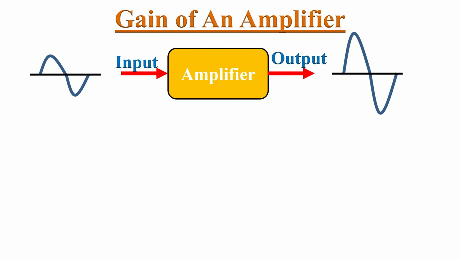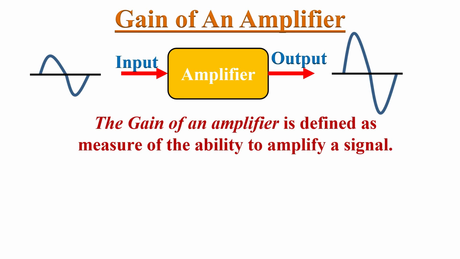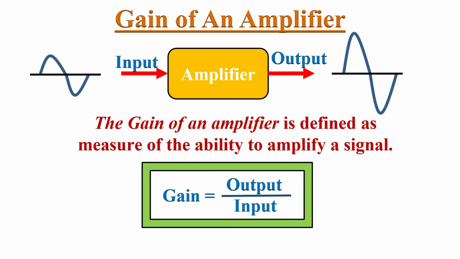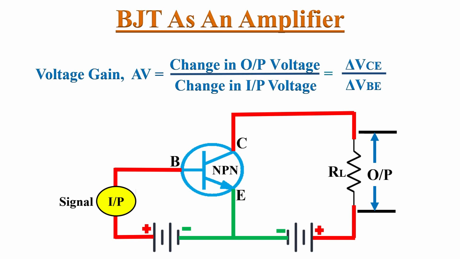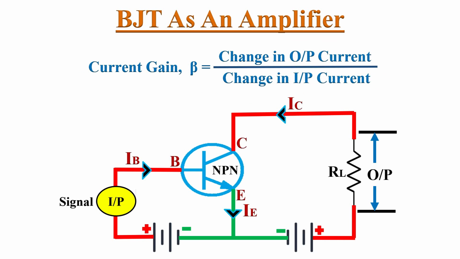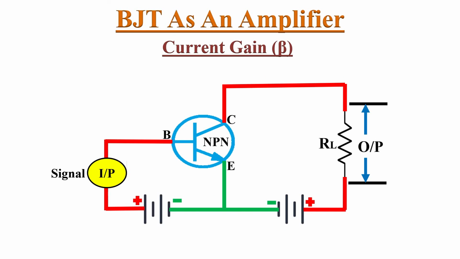The basic function of an amplifier is to raise the strength of an input signal. Gain of an amplifier is its ability to amplify the applied input signal. Gain can be calculated by the ratio of output to the input. Hence, the voltage gain of the amplifier is the ratio of change in output voltage to the change in input voltage. Likewise, the current gain of an amplifier is the ratio of change in output current to the change in input current.